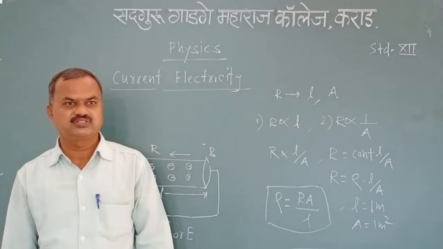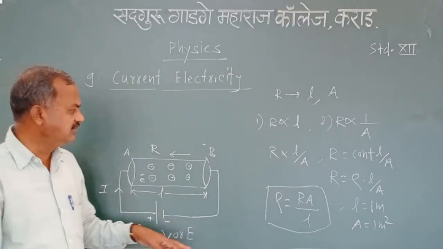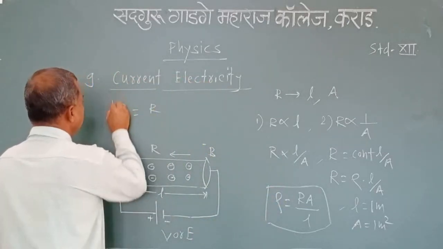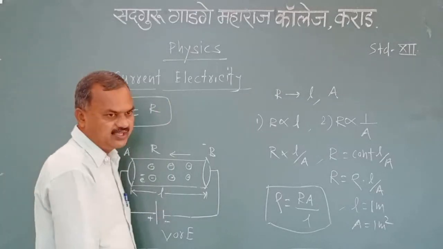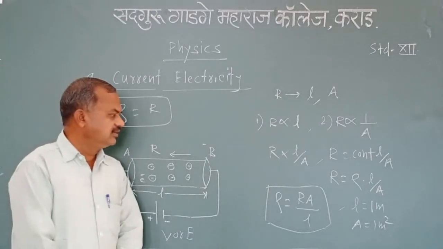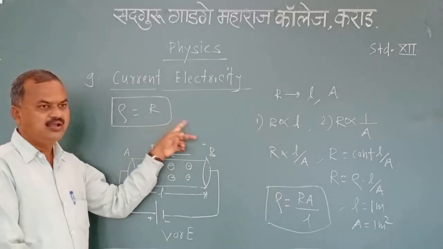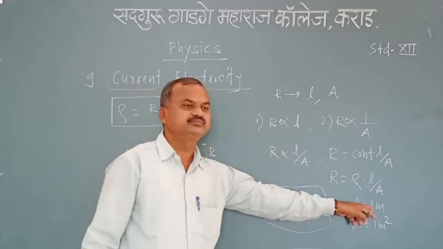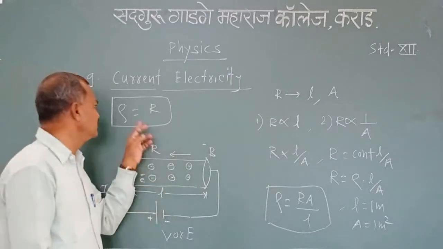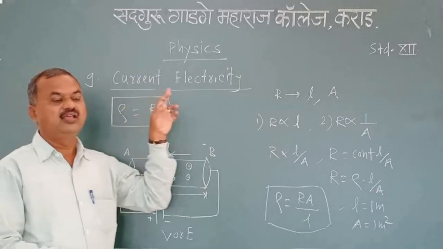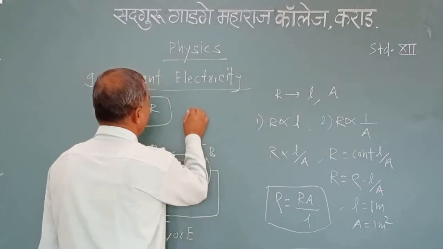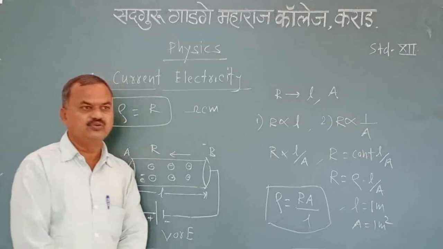Take length 1 meter and area of cross section A equal to 1 meter square. Then substitute these two values in this relation. We get the formula rho is equal to R. From this, we define what is meant by specific resistance or resistivity of the material of a conductor: the resistance of a conductor having unit length and unit area of cross section is called its specific resistance or resistivity. It is measured in the unit ohm into centimeter.